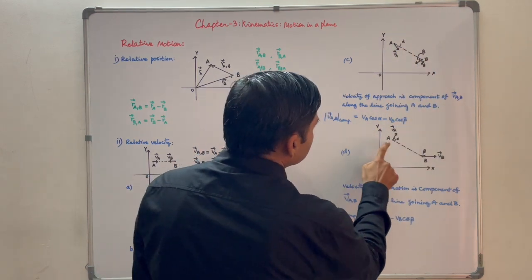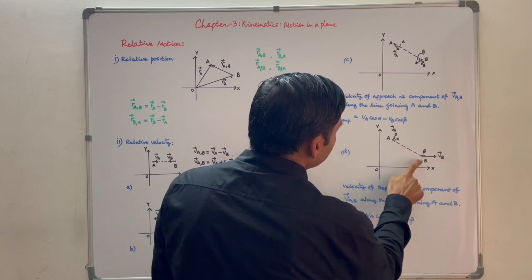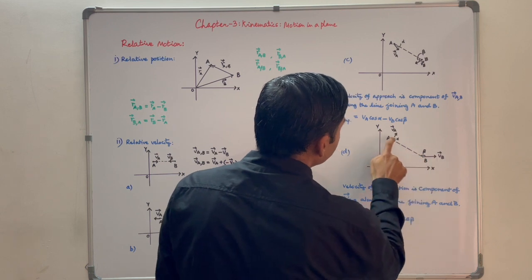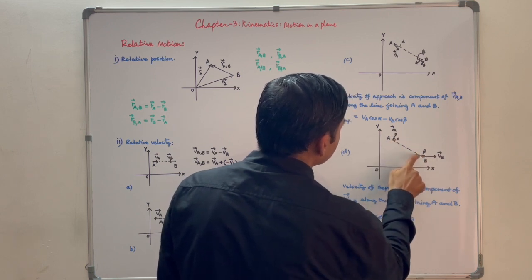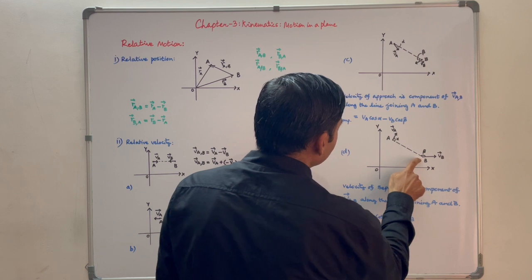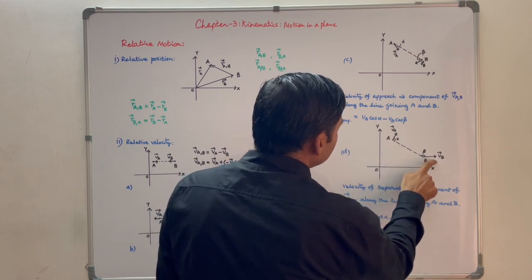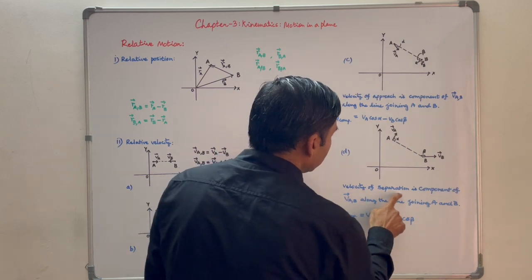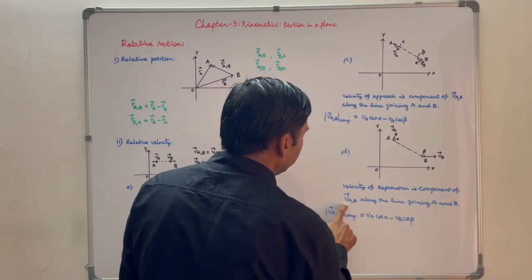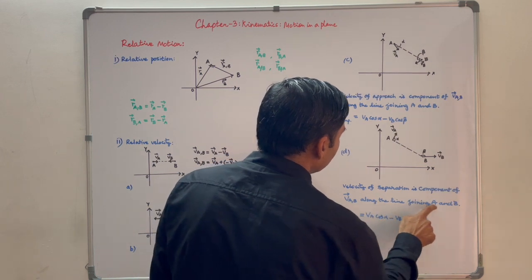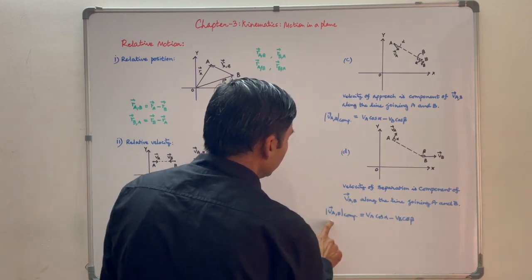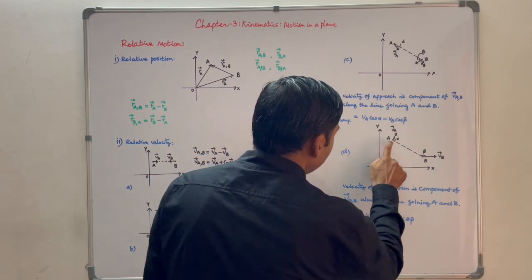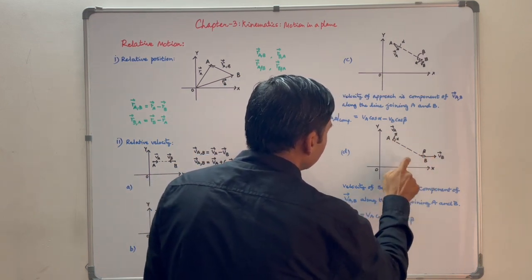Fourth scenario, consider two particles, particle A and particle B. They are moving with velocities VA and VB, making an angle alpha and beta respectively with the line joining them. You can see that these particles will never collide. So we say that velocity of separation is component of vector VA,B along the line joining A and B. So magnitude of component of vector VA,B will be equal to VA cos alpha minus VB cos beta.